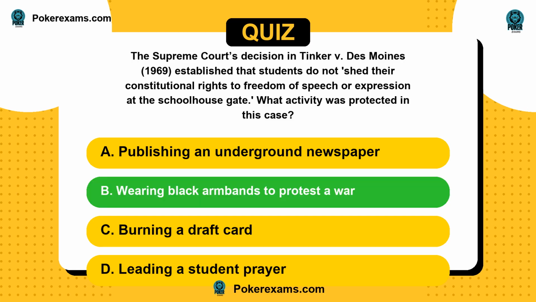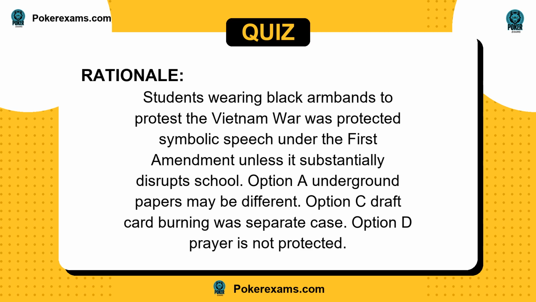The answer is B. Students wearing black armbands to protest the Vietnam War was protected symbolic speech under the First Amendment unless it substantially disrupts school. Option A, underground papers, may be different. Option C, draft card burning, was a separate case. Option D, prayer, is not protected.